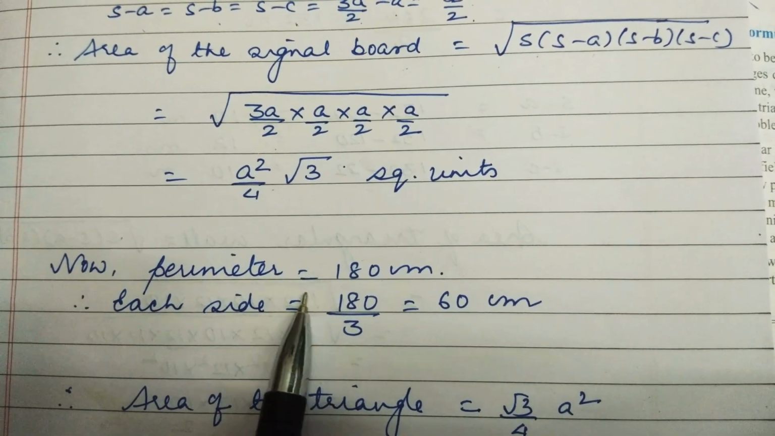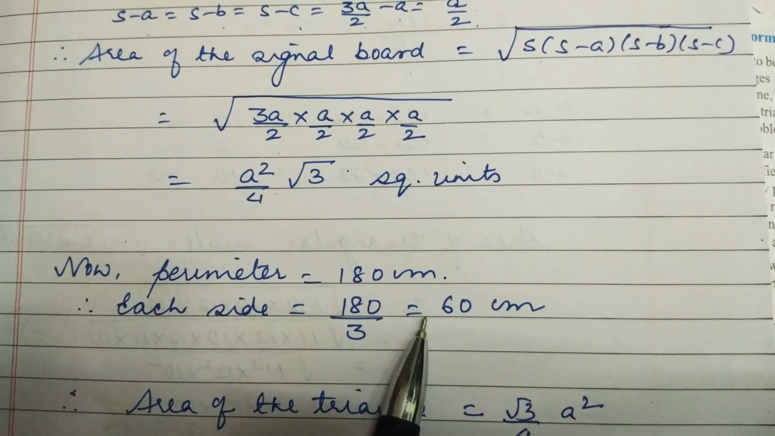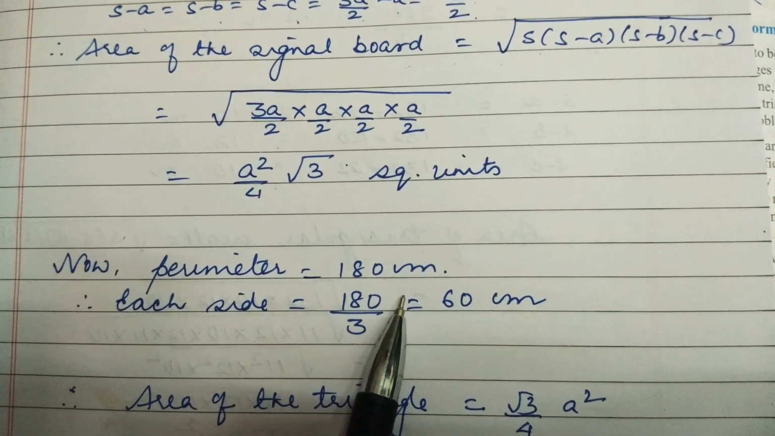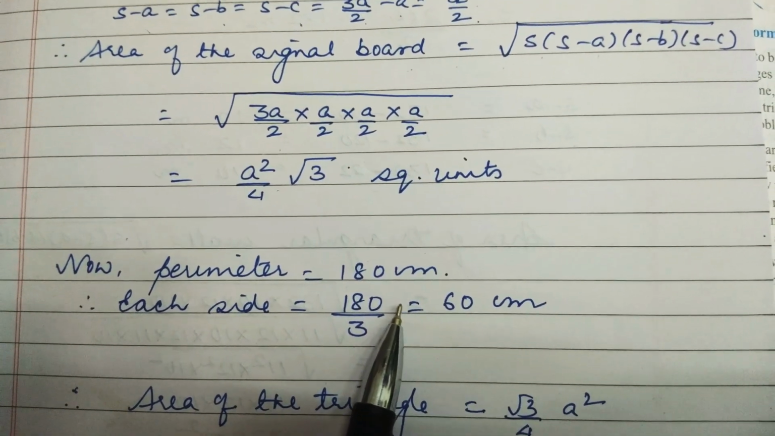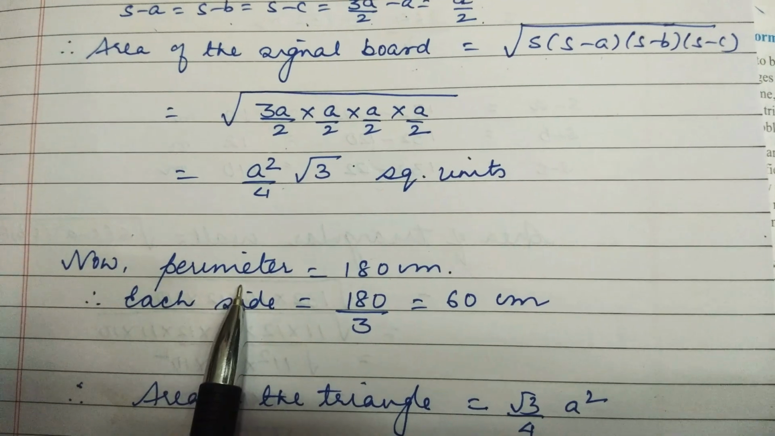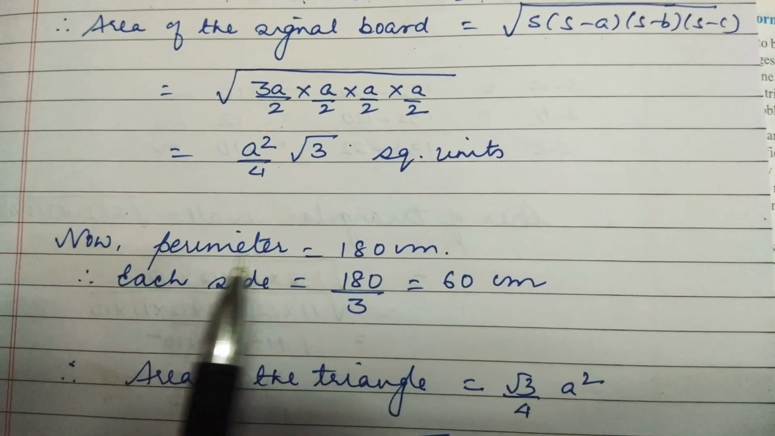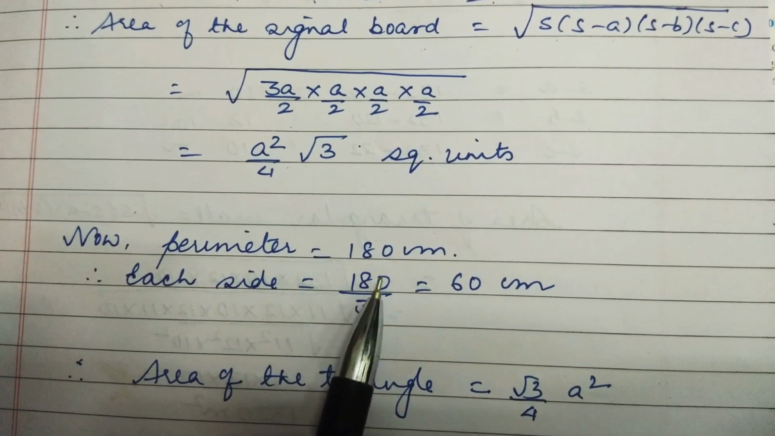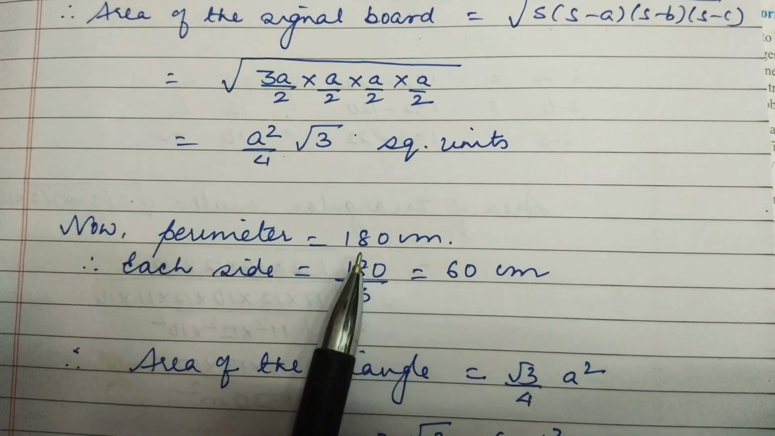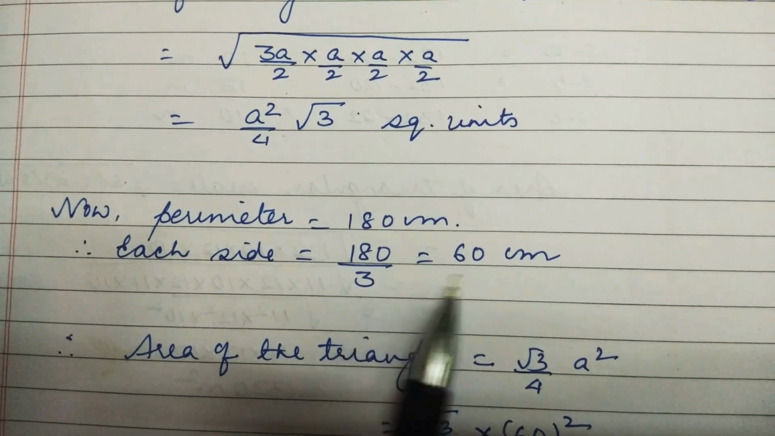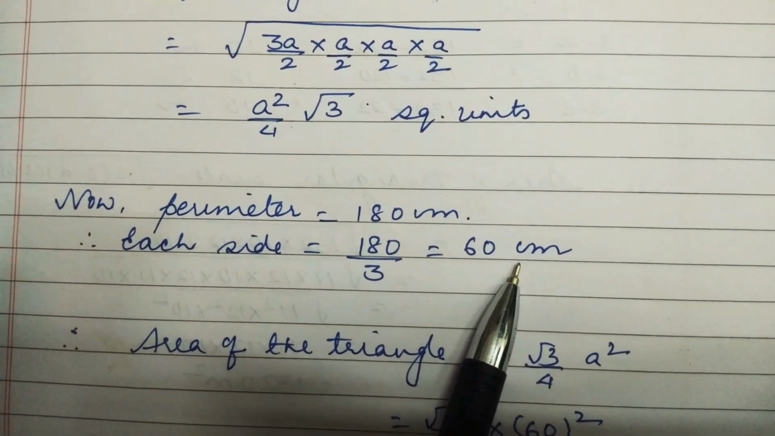Now the next part of the question is the perimeter is given and we have to find the area of the triangle. This is the second part of the first question. Perimeter is 180 centimeter. So each side will be equal to how much? Because it is an equilateral triangle, it will be divided by 3. So that will be equal to 60 centimeter.